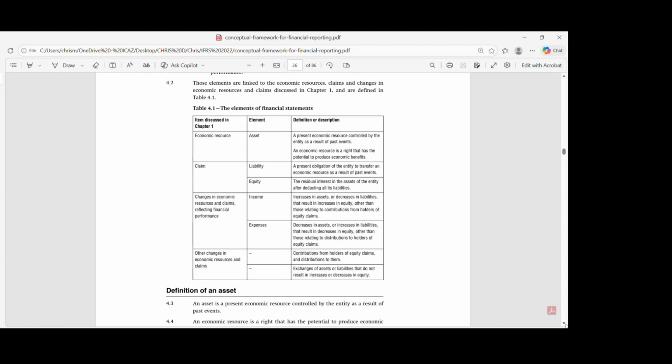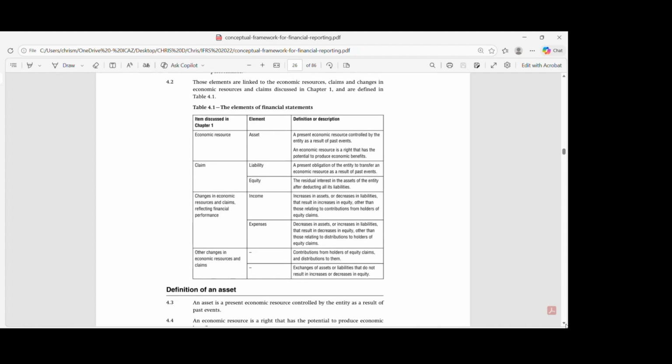What's an asset? A present economic resource controlled by the entity as a result of past events. An economic resource is a right that has the potential to produce economic benefit.